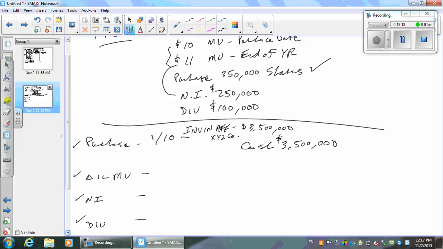Okay, change in market value. The market value went up. What's our stock worth now? It's not worth 350,000. It's not worth 3,500,000. What's it worth?